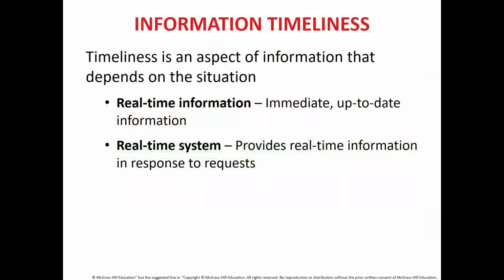Now, information timeliness is more about how timely the information is presented. Timeliness is an aspect of information that depends on the situation. So real-time information is immediate, up-to-date information. I think this is quite simple to understand. Real time happens as it is. For example, ATMs are real-time systems and they present you with real-time information. A real-time system provides real-time information in response to requests.